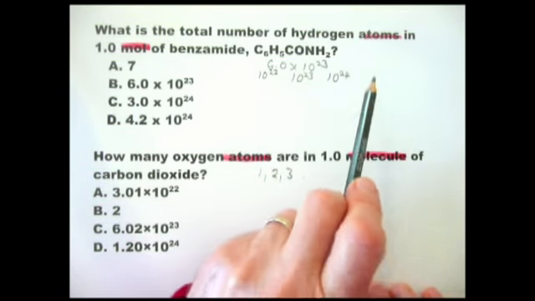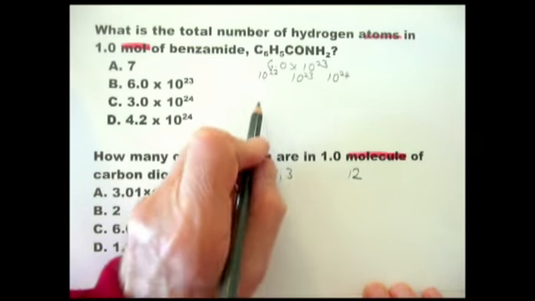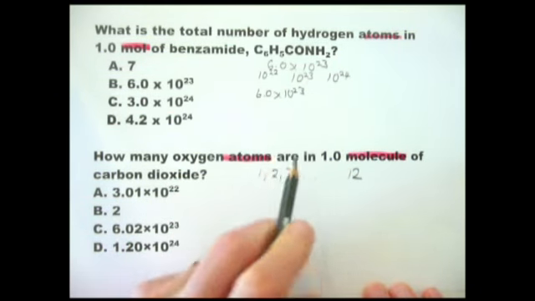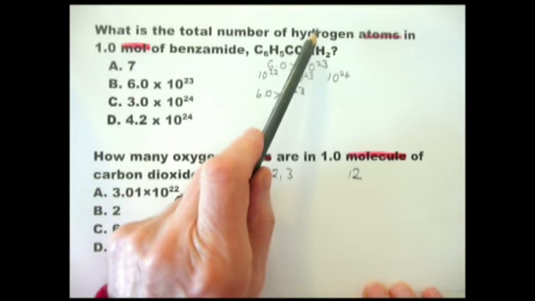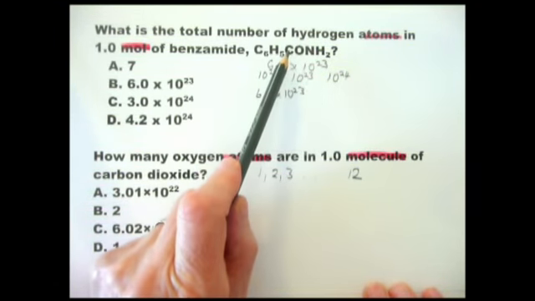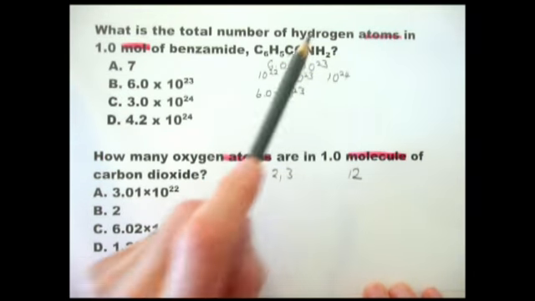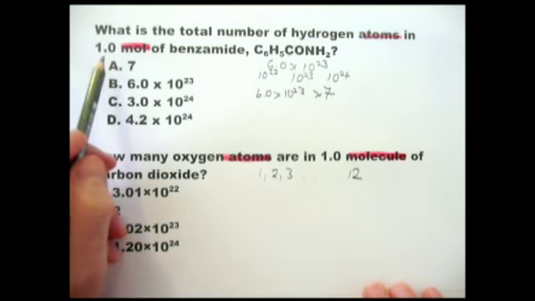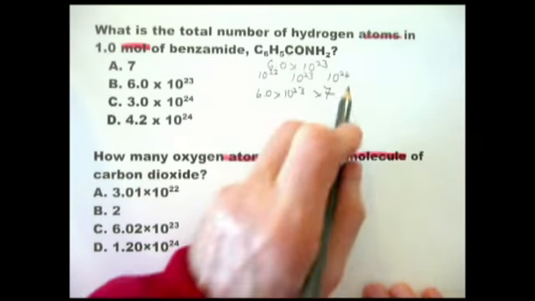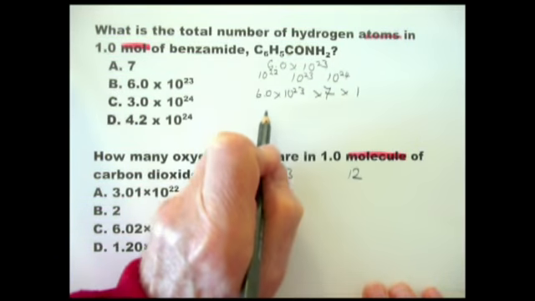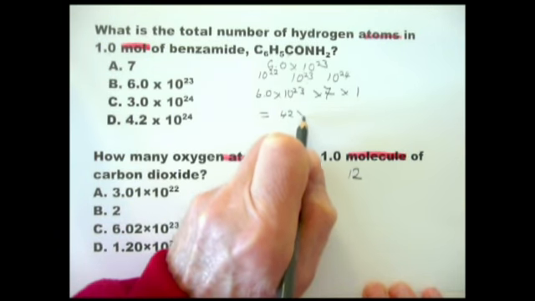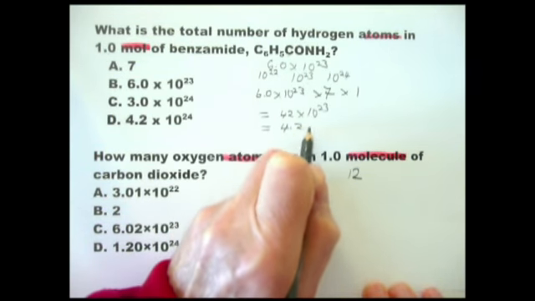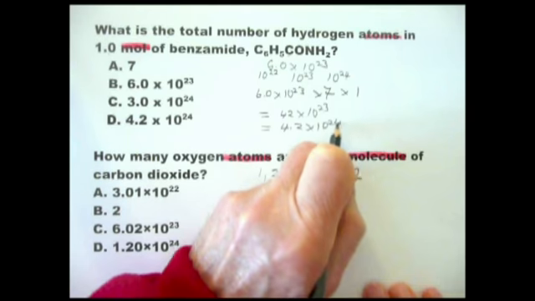When you're dealing with atoms in a mole, the first number to write down is this number, 6.0 times 10 to the 23, and then look at the number of hydrogen atoms in this molecule. The number of hydrogen atoms in this molecule is 7, so you multiply that by 7, and then you look at the number of moles. The number of moles is 1, so you multiply that by 1, and that equals 42 times 10 to the 23, which equals 4.2 times 10 to the 24.